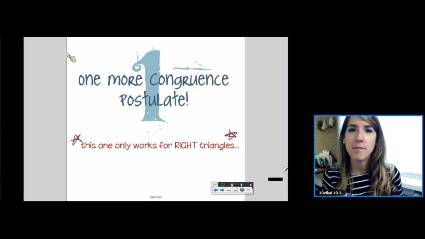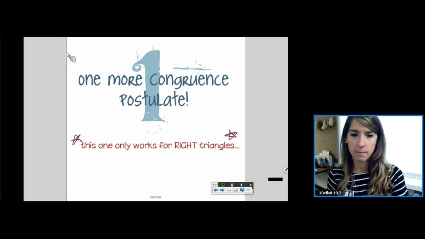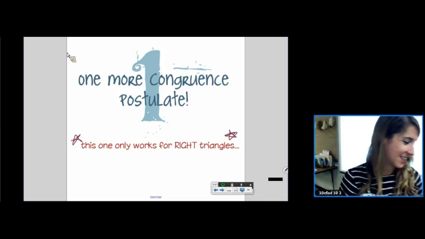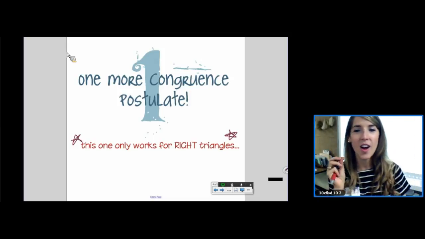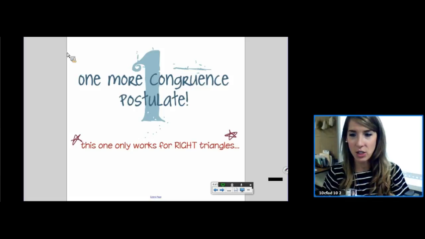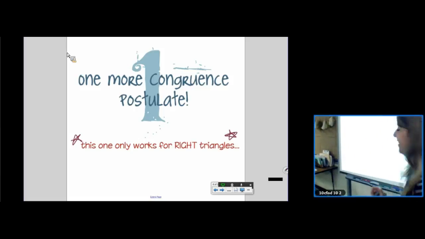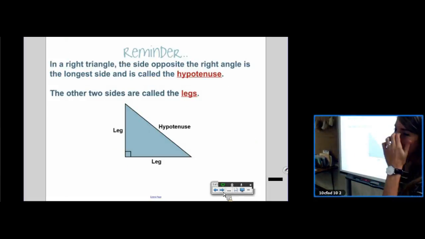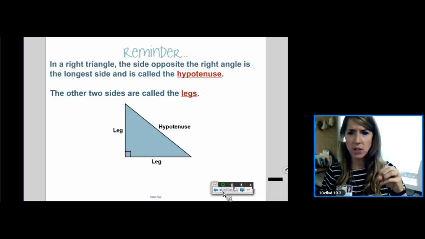What's another theorem that only works for right triangles? Pythagorean theorem, yes. So this one and Pythagorean are unique. They're specific to right triangles. Let's do a little bit of reminders about what we call the sides of a right triangle.